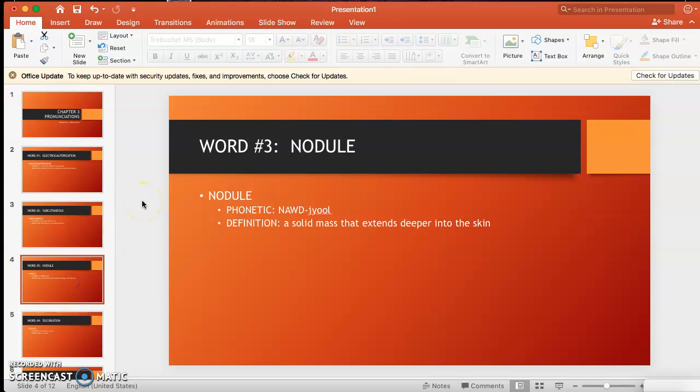Next word is going to be nodule. Nodule. And that is going to be a solid mass that extends deeper into the skin. Nodule.